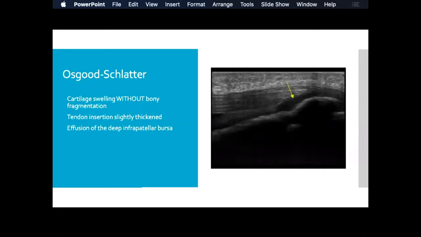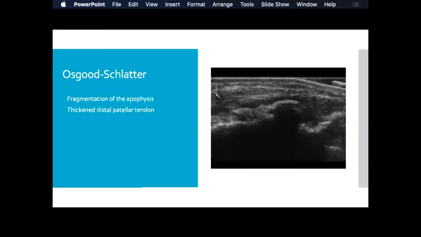So you'll have patients be like, oh yeah, they said it was Osgood-Schlatter, but everyone did x-rays and they were normal. Well, no, like you're developing Osgood-Schlatter, and you can see that with ultrasound. So this is more advanced. This one's showing fragmentation of the apophysis and a thickened distal patellar tendon on that left side there.